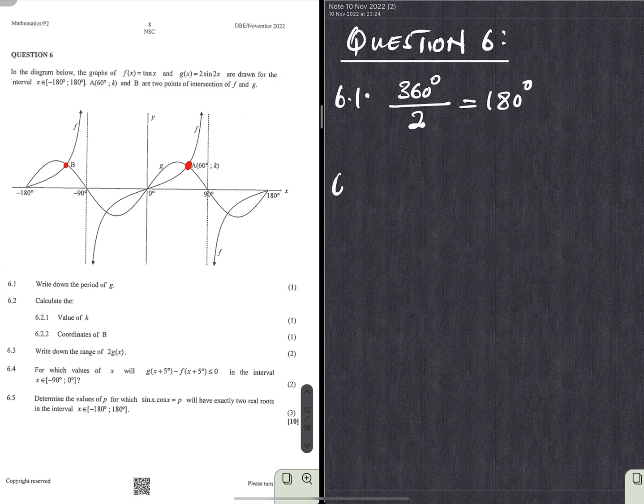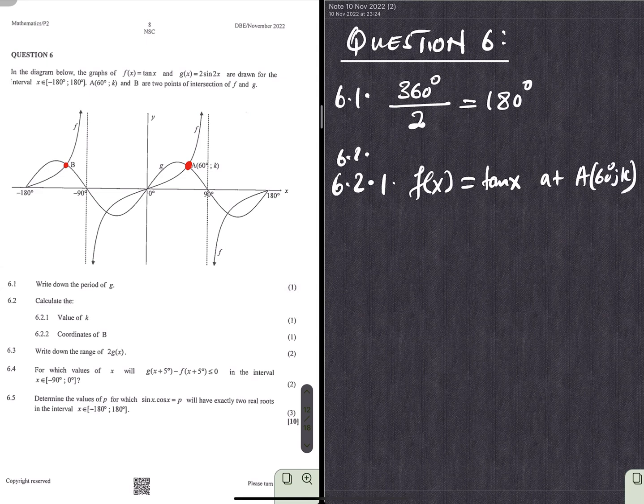So let me just go to 6.2 and save time. In 6.2, there are 2 situations. There is 6.2.1, calculate the value of K. If we look at K, K belongs to 2 graphs, and that is f and g. So I'm going to say that f of x is equal to tangent of x, and at point A, it is 60 degrees and K.